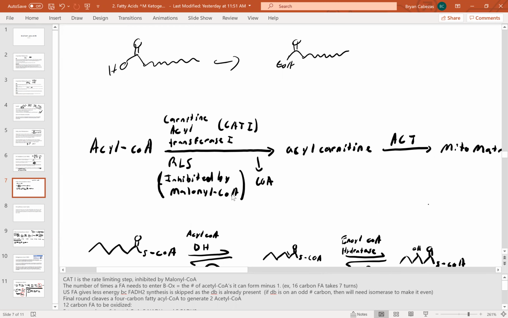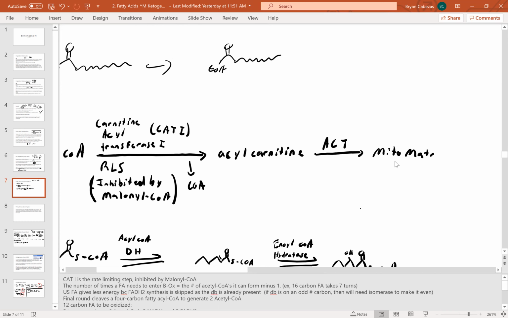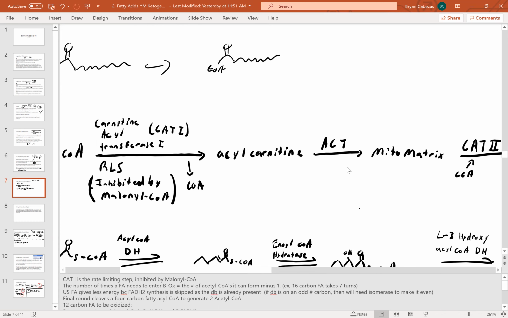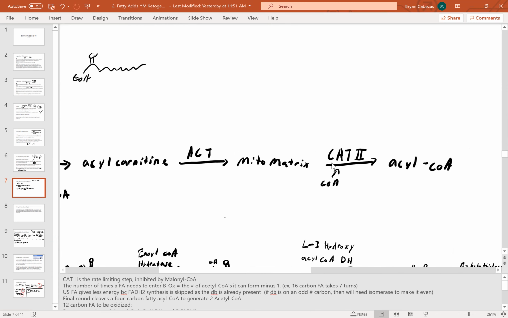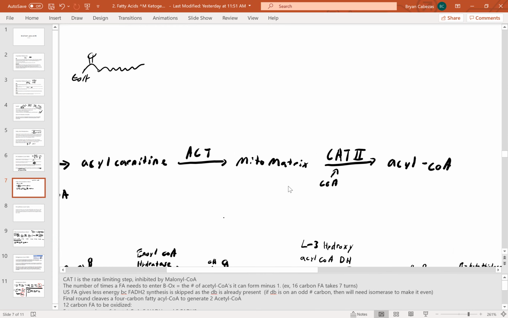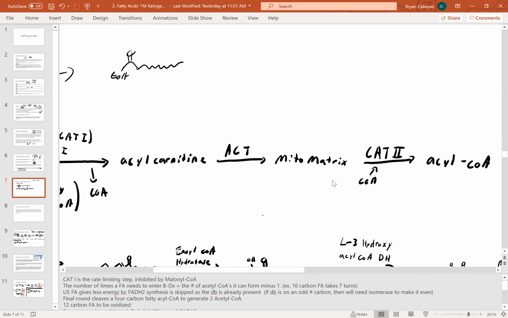Okay, then you produce your acyl-carnitine, use acyl-carnitine translocase to transport your acyl-carnitine into the mitochondrial matrix. Your acyl-carnitine is now introduced into the mitochondrial matrix. You're just going to remove that tag that says, hey, I belong here. So you remove the carnitine, you put it back up into the intermembrane space, so it can help facilitate the process of another fatty acid into the mitochondrial matrix. And you're going to remove the carnitine by using CAT, but CAT version number 2.